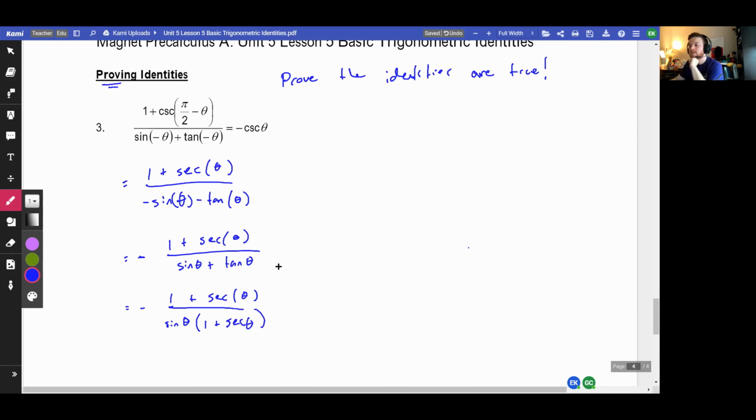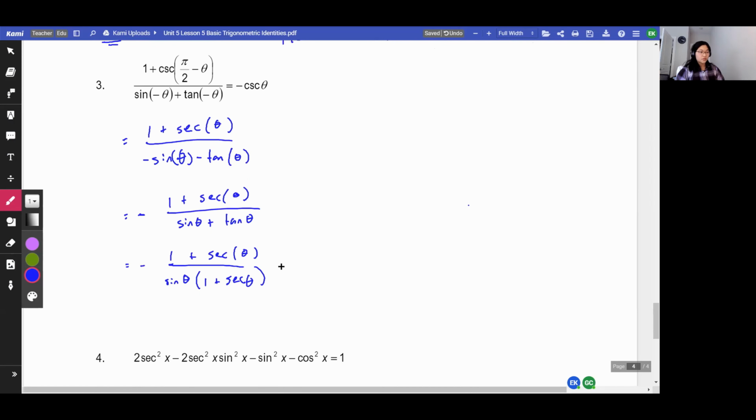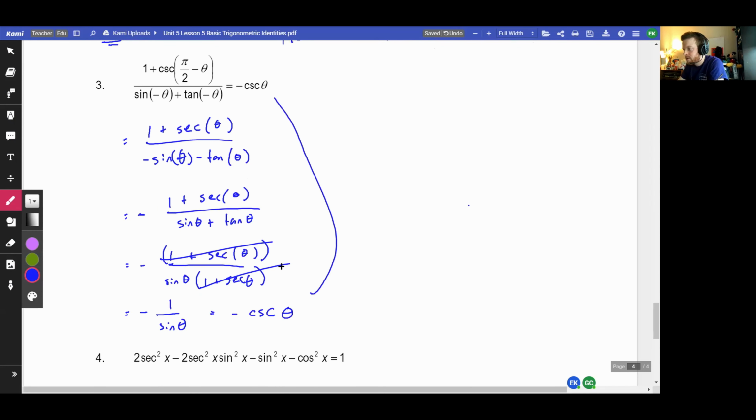All right. So now we have negative 1 over sine theta, because it's the reciprocal of cosecant. It's a lot of effort. Which is negative cosecant, which is what we wanted to prove.